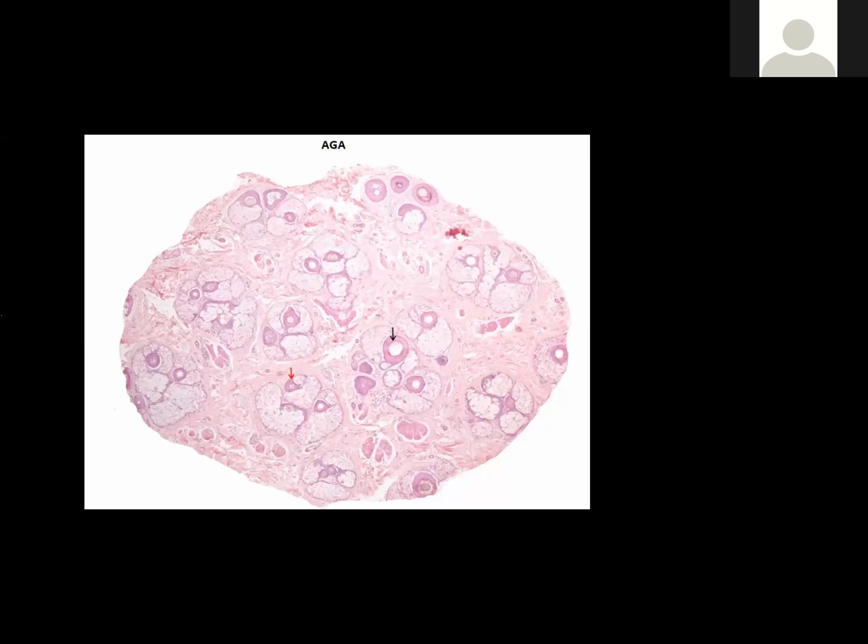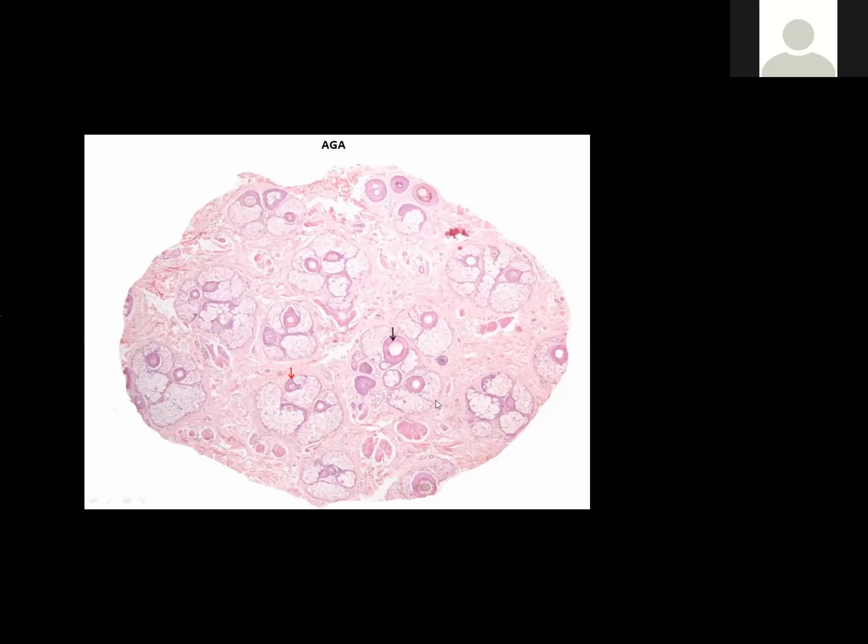Now, in androgenetic alopecia, unlike the normal scalp, we can appreciate that all these hair follicles have become very small in size, what we refer to as miniaturization. So the terminal hair have become vellus hair. And that is why these sebaceous lobules, which are actually normal in size, appear hypertrophic.